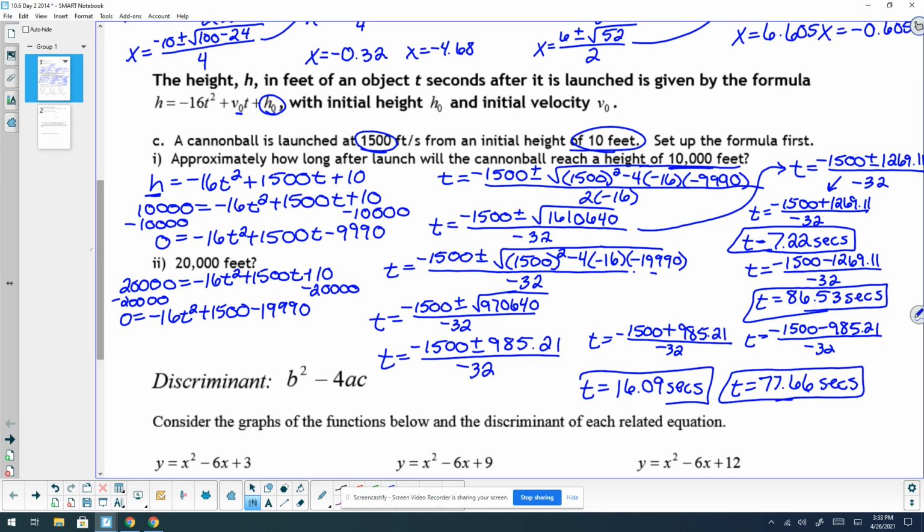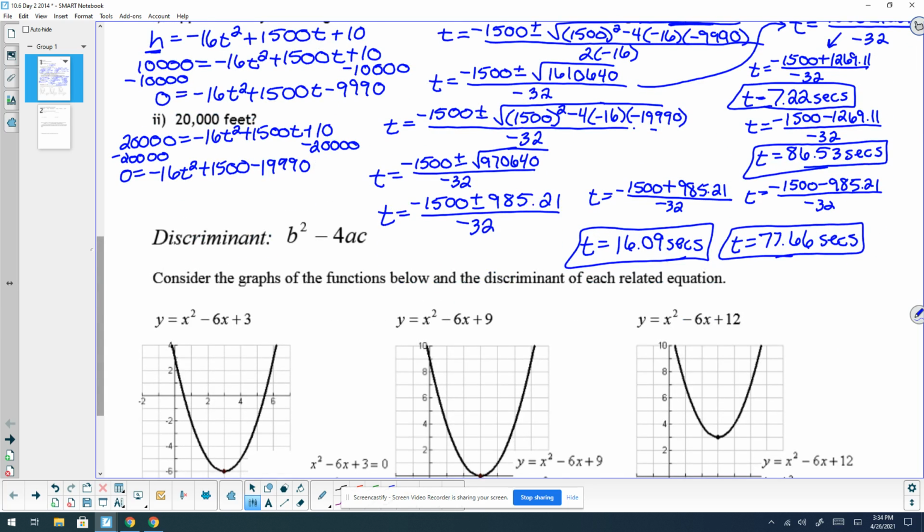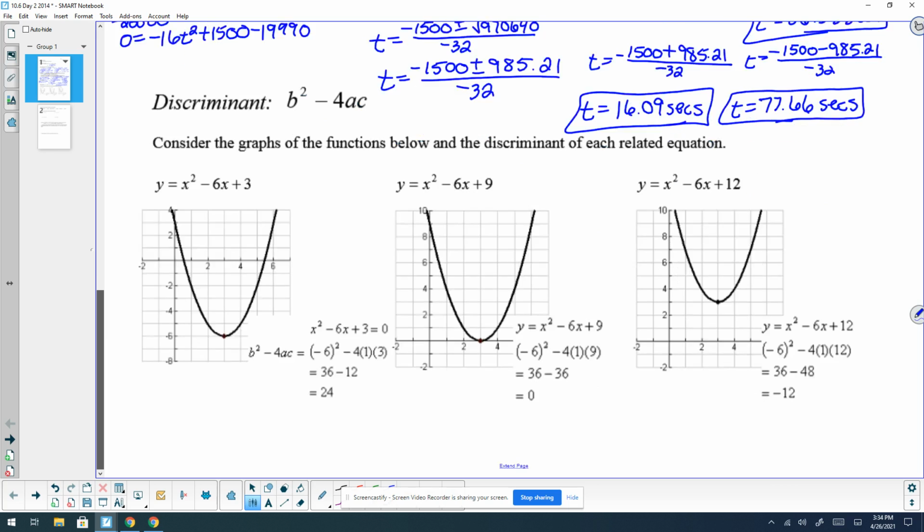So as you can see, from day 1 to day 2, our story problems are pretty much the same. I'm just going to be changing some numbers. If it asks for a specific height other than the ground, then you need to put that number in for h, subtract it over, and then we'll get to work, okay?